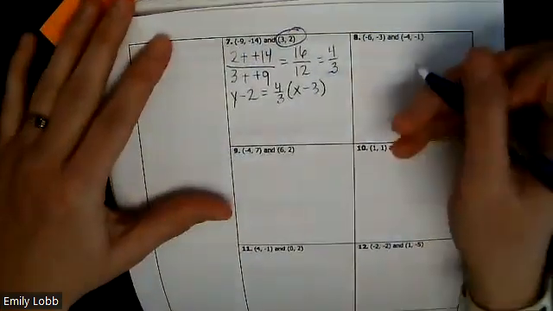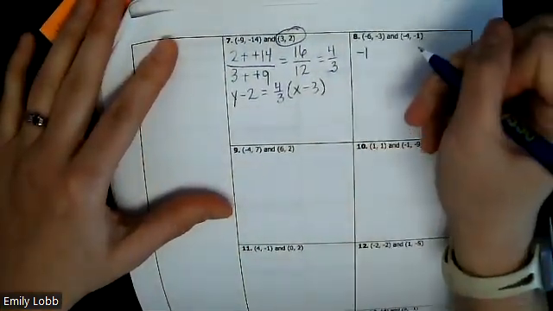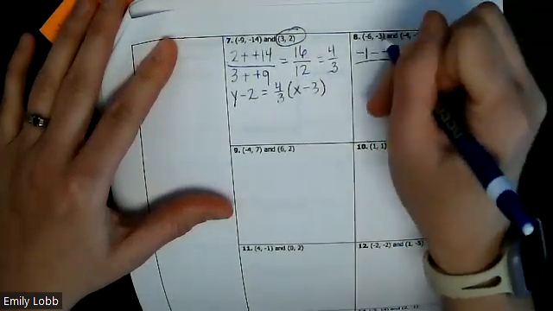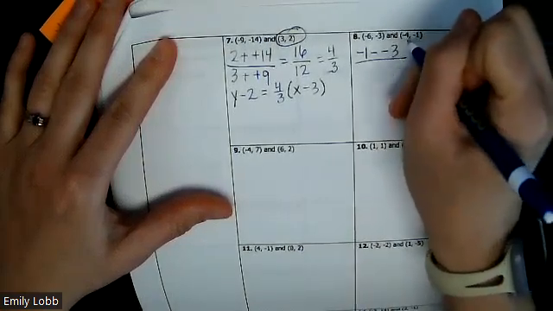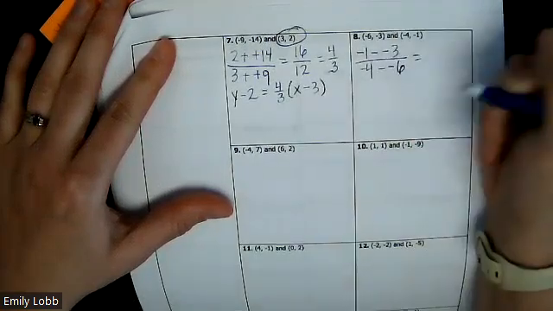So here we're finding the slope. Again, we're going to take -1 minus a -3 because we're finding our change in y values. Our change in x, we're taking -4 minus a -6.